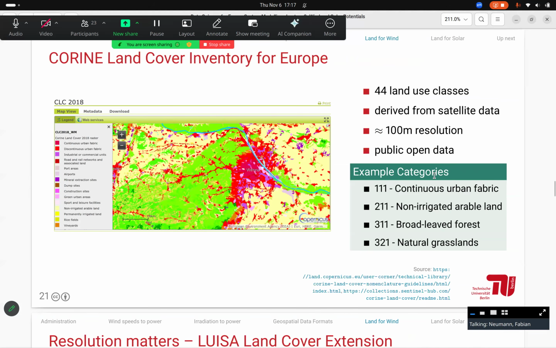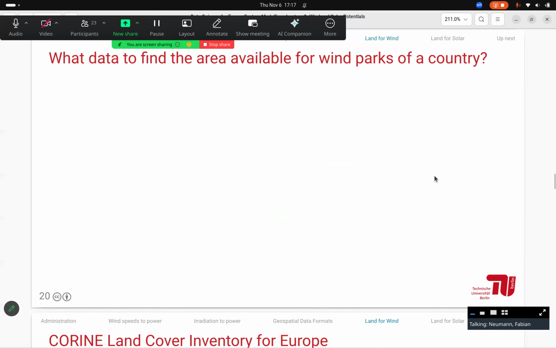So what I brought is just a couple of open data sets that we are using when we do these types of analyses in our European energy system models. But first, there was a question.